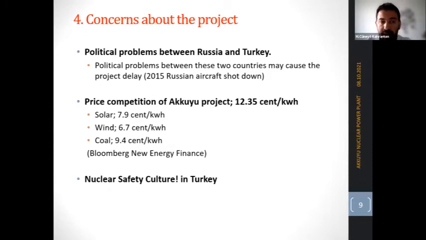Another issue is the price competition of the Akkuyu project. According to the agreement, the Turkish side has to buy electricity at the price of 12.35 cents per kilowatt hour. When we look at other energy sources like solar, wind, and coal, the prices look a little bit lower. And yeah, it's hard to talk about it now because we don't know whether electricity prices will go up or down after 2023, but we have to consider these prices for the following years.